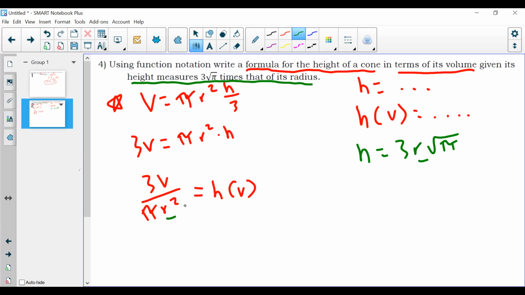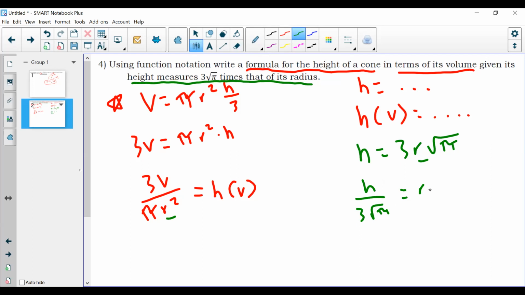So I can divide both sides by 3 root pi to get h divided by 3 root pi equals r. Does that make sense so far? Why I'm solving for r and I'm going to plug that in? Yeah. All right, perfect. Because r is another variable. I don't want it in terms of r. I want it in terms of v. So I want to get rid of that r if I can.